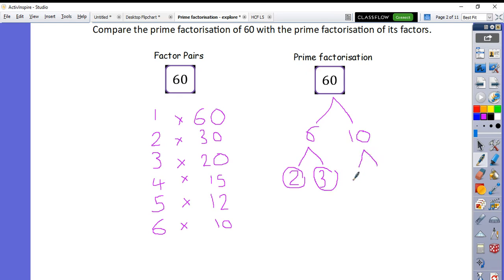And then 10, how could I split that? I could split that into 2 and 5. We know that 2 is a prime number. We also know that 5 is a prime number. So therefore, I have got 2 times 2, because I'm going to put them into numerical order, times 3 times 5. So here we are. I have got all of my factor pairs, and I have got my prime factors.